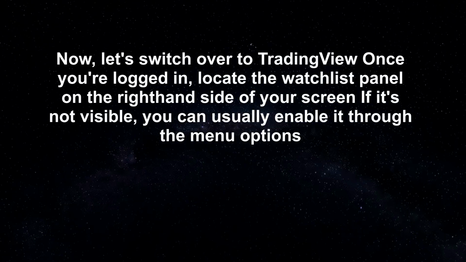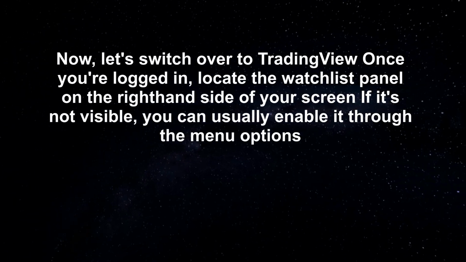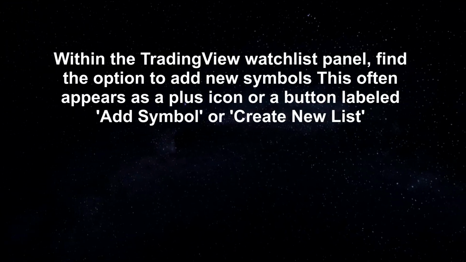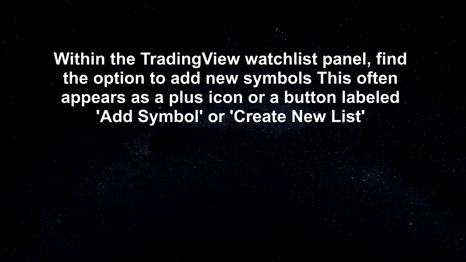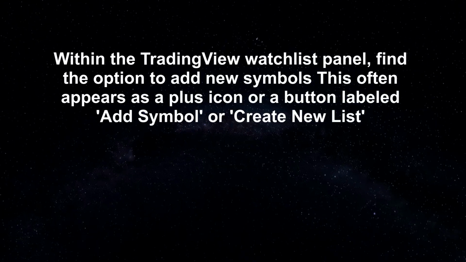Once you're logged in, locate the watchlist panel on the right-hand side of your screen. If it's not visible, you can usually enable it through the menu options. Within the Tradingview watchlist panel, find the option to add new symbols. This often appears as a plus icon or a button labeled Add Symbol or Create New List.